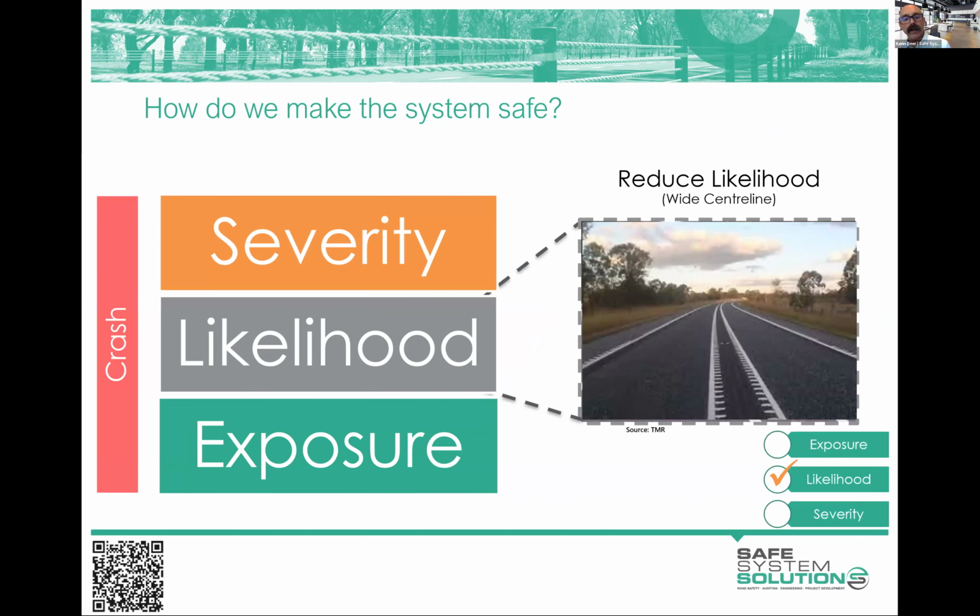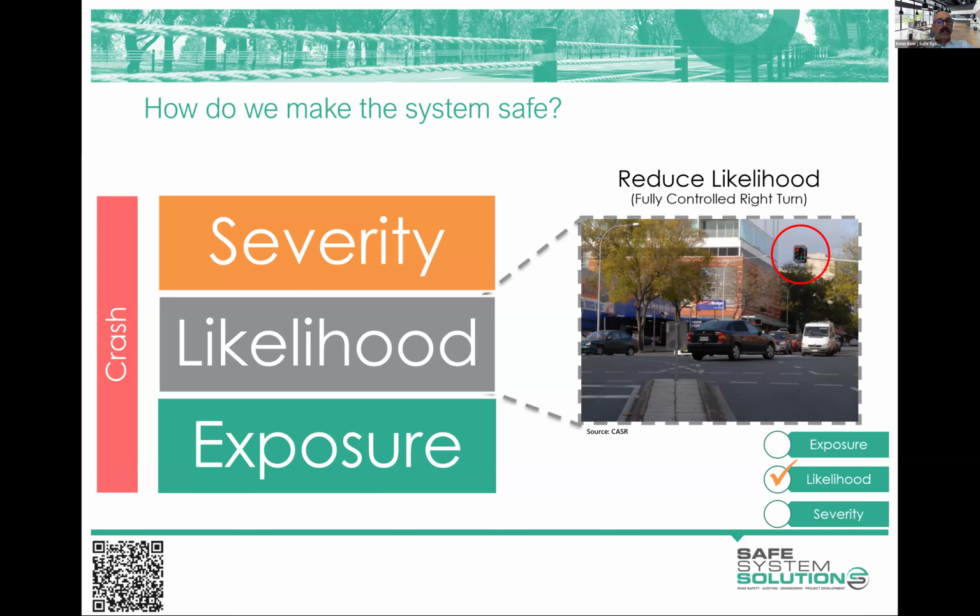likelihood is about what's going to stop the crash happening. Okay, and we've got a lot of things out there. We've got sealed shoulders, audio tactile, edge line, center line, geometric design, lighting, skid resistance. Now the list goes on. We've even got things like signals, traffic signals, or signs, lines, all of that.